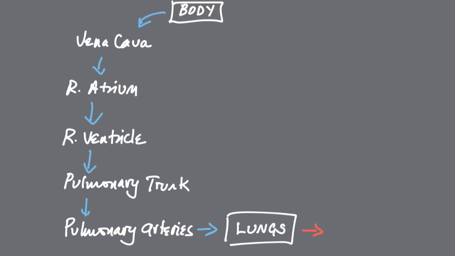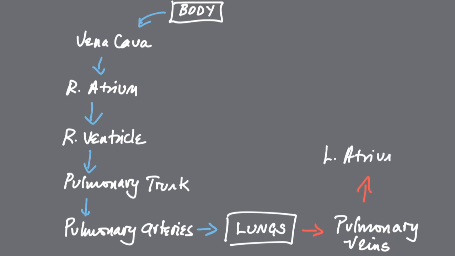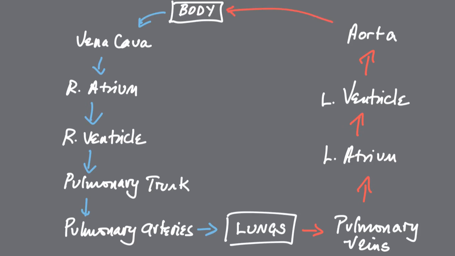In the lungs, the blood gets oxygenated and returns to the heart via the pulmonary veins. The pulmonary veins, which are red, enter the left atrium. From the left atrium, the blood flows into the left ventricle, which pumps the blood into the aorta that takes the blood to all parts of the body. Oxygenated blood reaches the body.